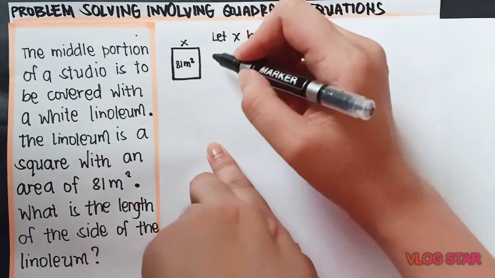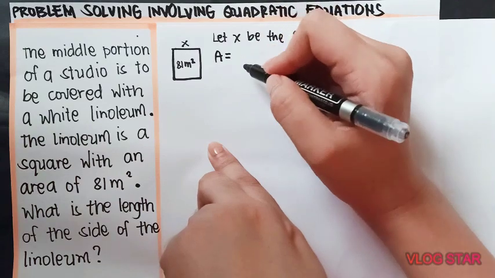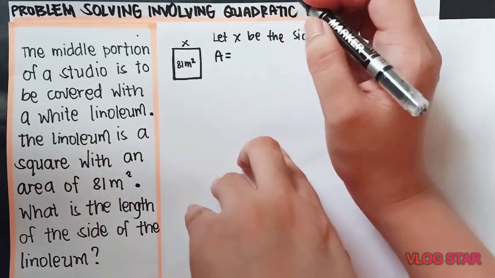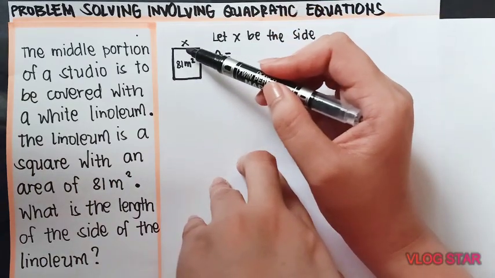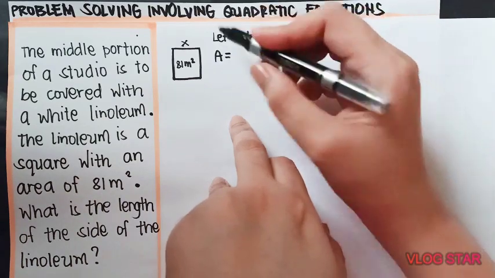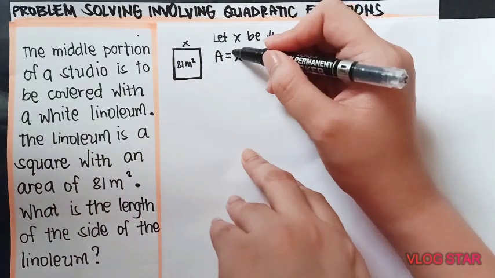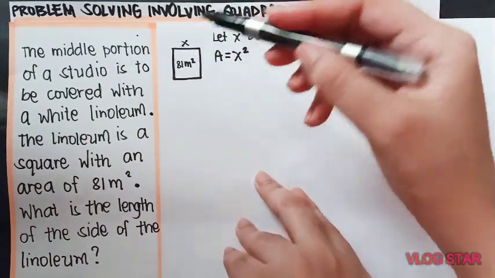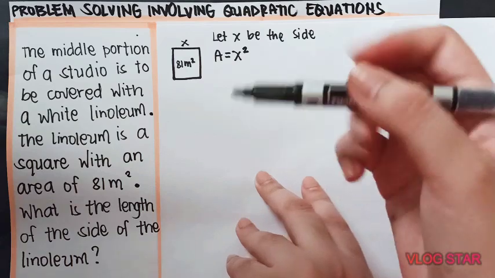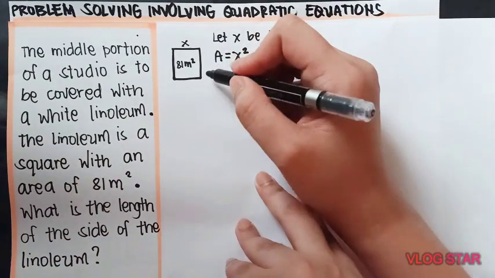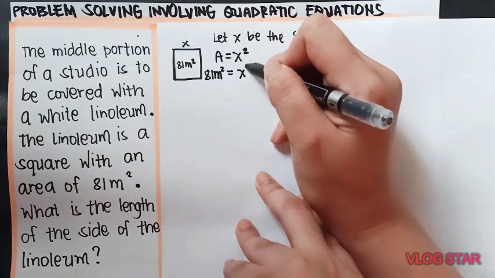Let us recall that the formula for the area of a square is equal to the square of the side. So since the side in our illustration is represented by x, we can say that the area is equal to the square of x, or x squared. Alright, so now let us substitute the values. In the problem, it was mentioned that the area of the linoleum is 81 meters squared. So let's substitute that in the formula. So we're going to have 81 meters squared equals x squared.